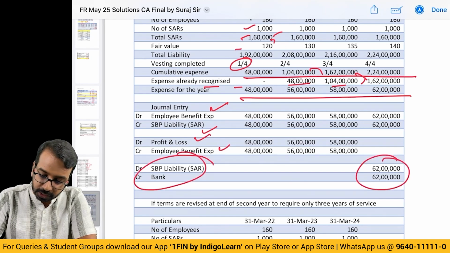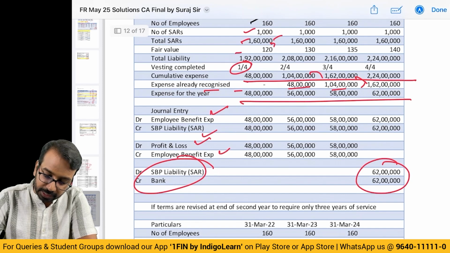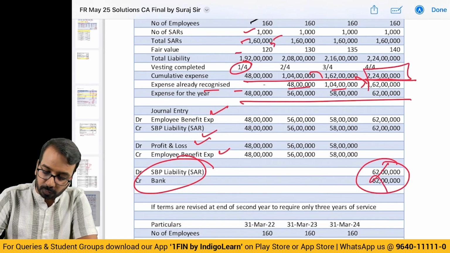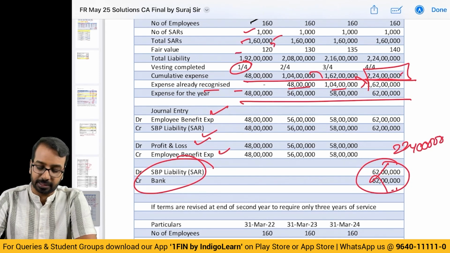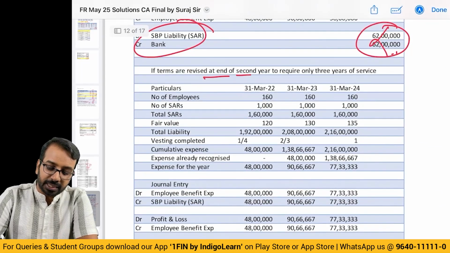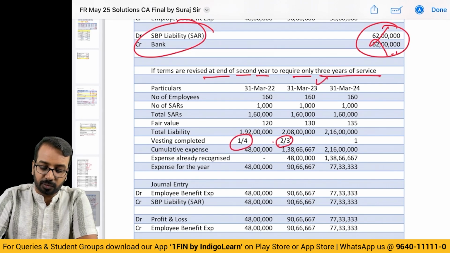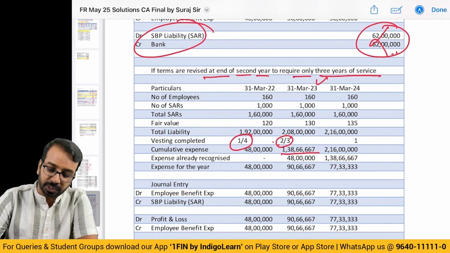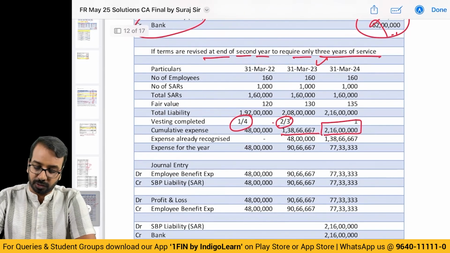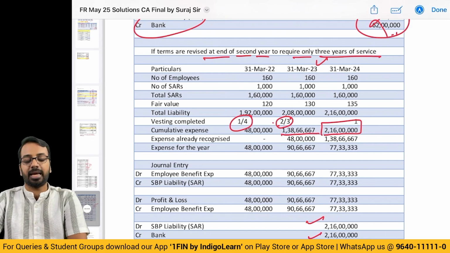It should not be 62 lakhs, there is a mistake here, it has to be 2 crores 24 lakhs. Okay, this number is 2 crores 24 lakhs, that is settled. If the terms are revised at the end of second year to require only 3 years, then first year you will do for 4. From second year you will consider 3 years. So 2 years completed out of 3. Based on that, your cumulative expense will change, and finally this number will also change. Accordingly, we will do the calculation. So here it is 2 crores 16 lakhs of payment.